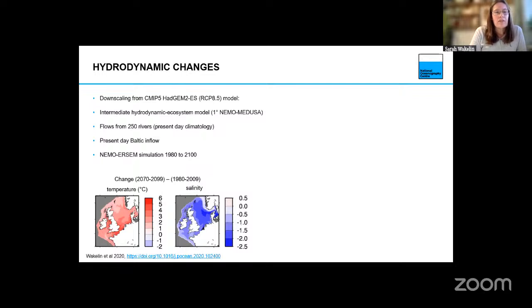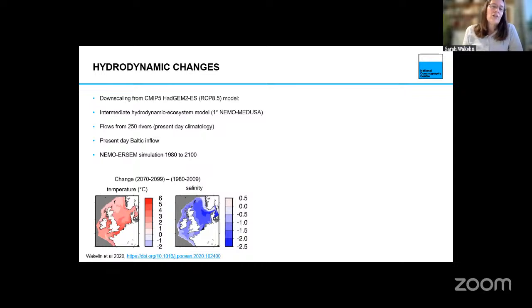We were lucky enough here to have an intermediate hydrodynamic ecosystem model that we could nest within. We used a present-day climatology of observed rivers. We found at the time that we didn't have enough information about how these rivers' flows were going to change in the future, so the best bet was to just use the present information. The same applies to the Baltic inflow. We didn't have enough information about what was going to happen with the Baltic, so we just kept it at present-day values. This was a coupled physical biogeochemical simulation from 1980 to 2100.